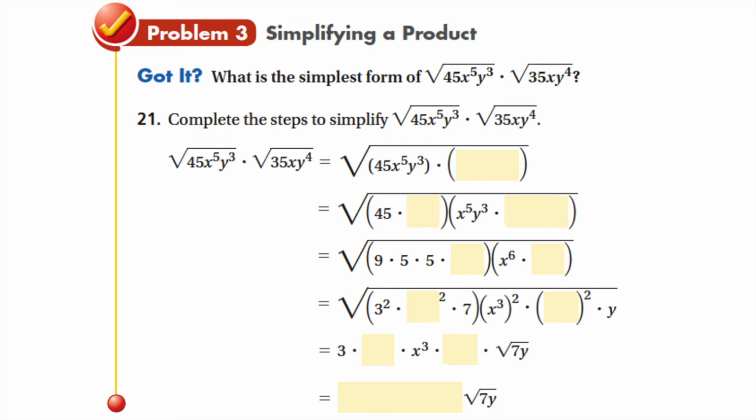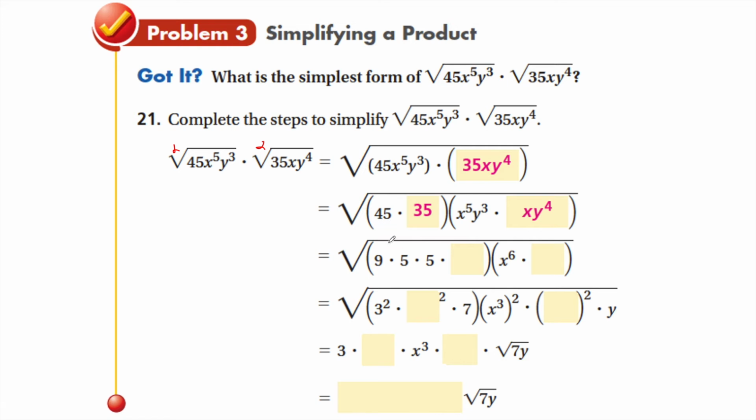Well, the very first thing that we're going to do is, since both the indexes are the same, in other words, they're both technically a 2, it's just an implied 2, we can now write them as multiplication on the inside of the square root. So we have the 45x to the fifth y to the third times the 35xy to the fourth. We are now going to multiply the 45 times the 35, and we're also going to multiply the x to the fifth y to the third times the xy to the fourth. Basically, we're going to group up the numbers with the numbers, the variables with the variables, and then we're going to start to simplify things down.